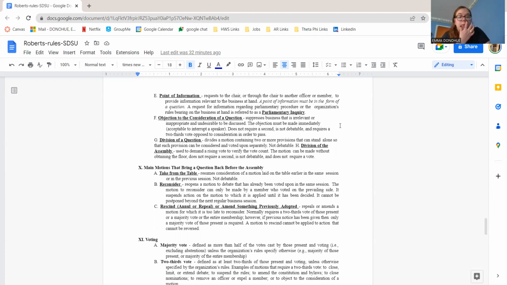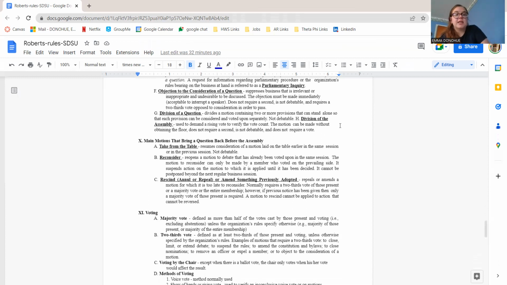Now we go into the objection to the consideration of a question, which suppresses business that is irrelevant or inappropriate and undesirable to be discussed. The objection must be made immediately, and it is acceptable to interrupt a speaker. It does not require a second, is not debatable, and requires a 2/3 vote opposed to consideration in order to pass.